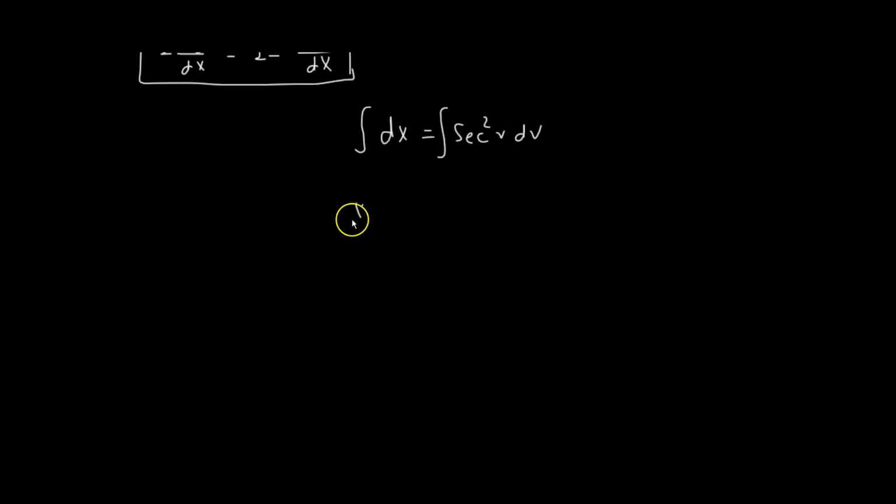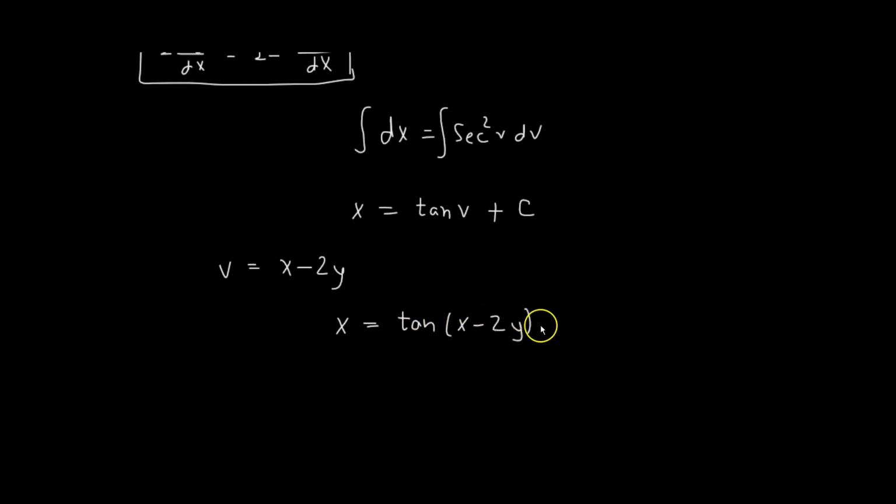So integration of dx is pretty straightforward, that's x, and similarly integration of secant squared v will be tangent of v plus the constant of integration. We supposed that our value v was equal to x minus 2y, so let's replace that value. So we have x equals tangent of (x minus 2y) plus the constant of integration c, and this is the required solution to our given differential equation.